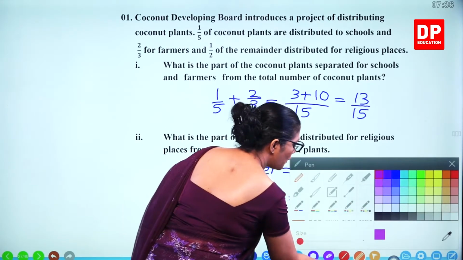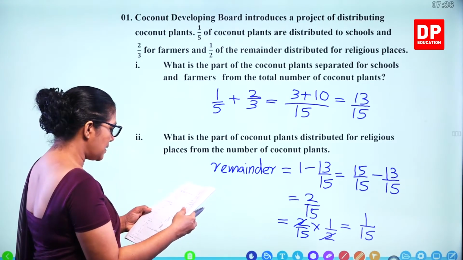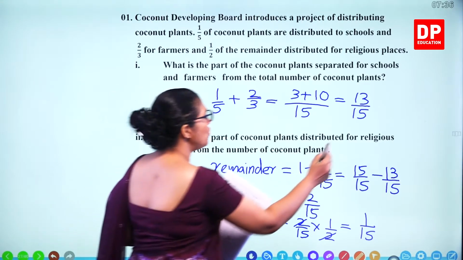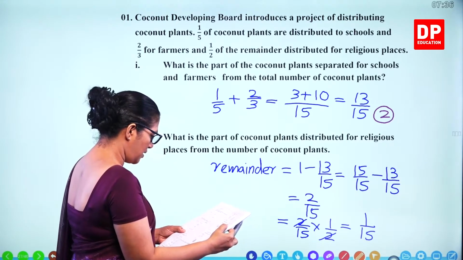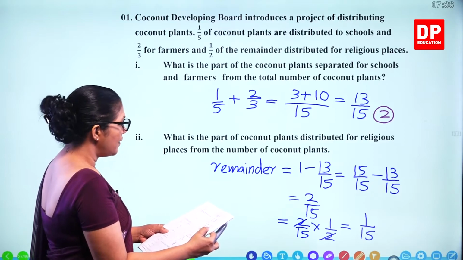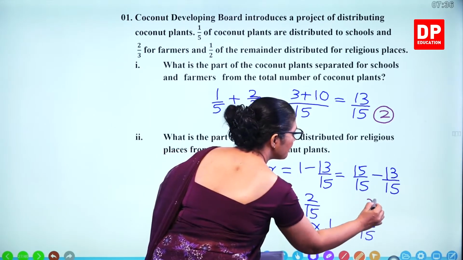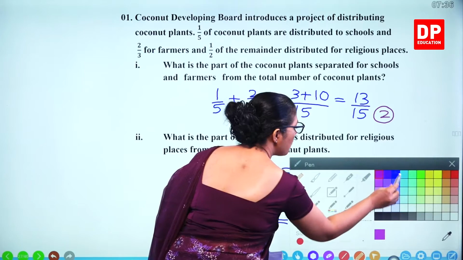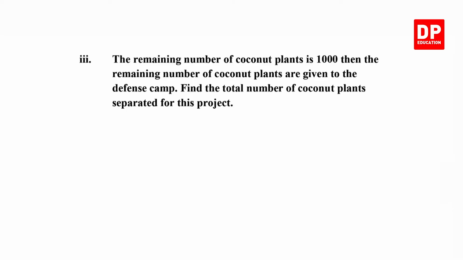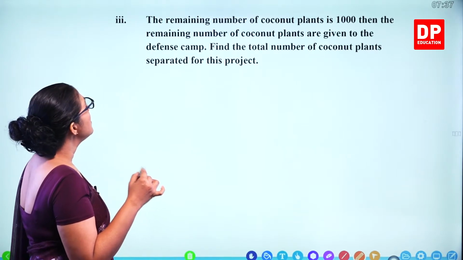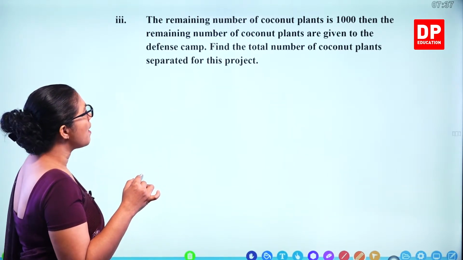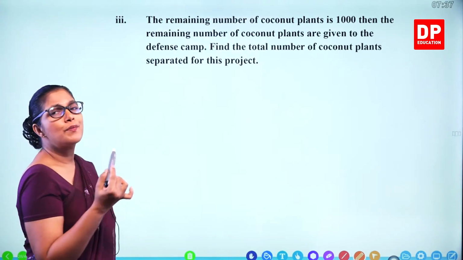So how many marks for these two parts? We'll look at the marking scheme. You get 2 marks for this and 3 marks for this one. So 5 marks all together. Now let's take the next one. The remaining number of coconut plants is 1000. Then the remaining number of coconut plants are given to the defense camp. Find the total number of coconut plants separated for this project.